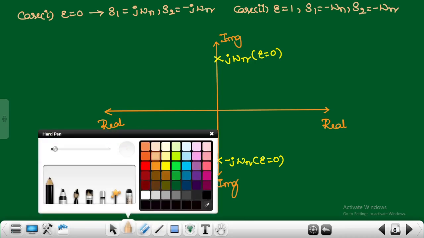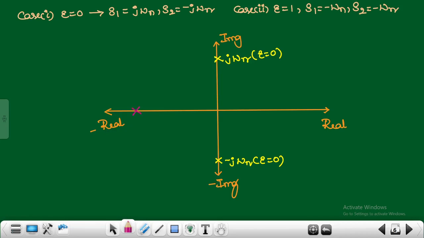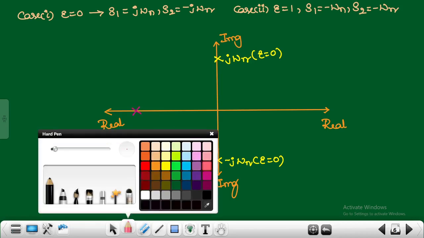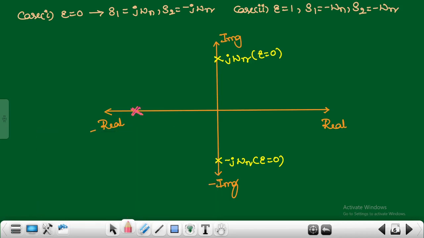So you have to take the equal roots that you are getting here. Let us take this. These are the two equal roots present at the same point. So this is the case when zeta equals 1.